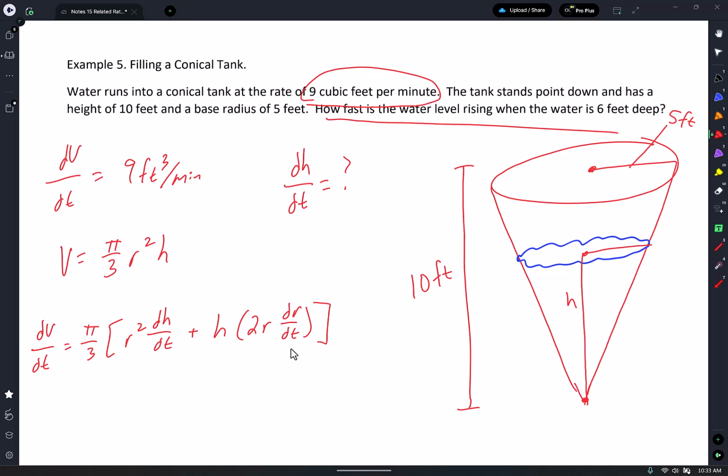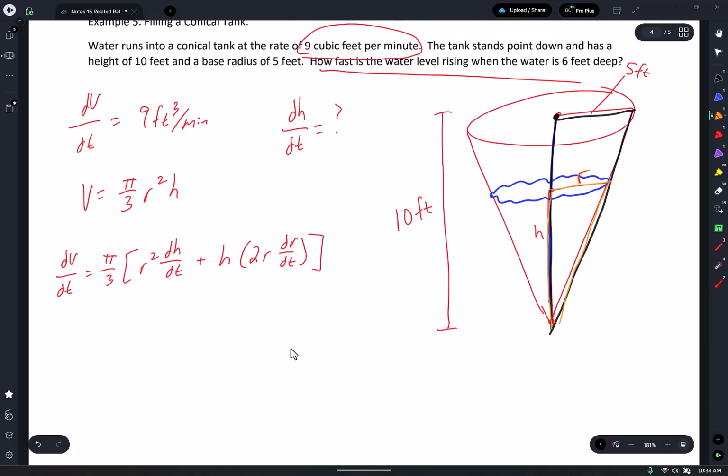Okay. We're going to use geometry. You learned this. Do you see this big triangle in black? And do you see this triangle in orange? They're not exact, but they're similar triangles. Do you guys remember that? So I'm going to come to the side here and write my similar triangle: 10 is to 5 as h is to r. Do you guys see what I did?